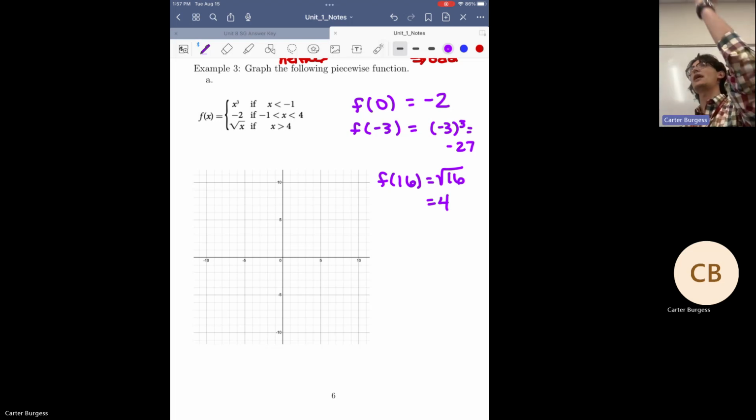So you just identify where am I living, which interval do I fall under, and you ignore everything else. It doesn't matter what this top line says when we're between -1 and 4. You disregard it. Doesn't matter what that bottom line says when we are down by -20.